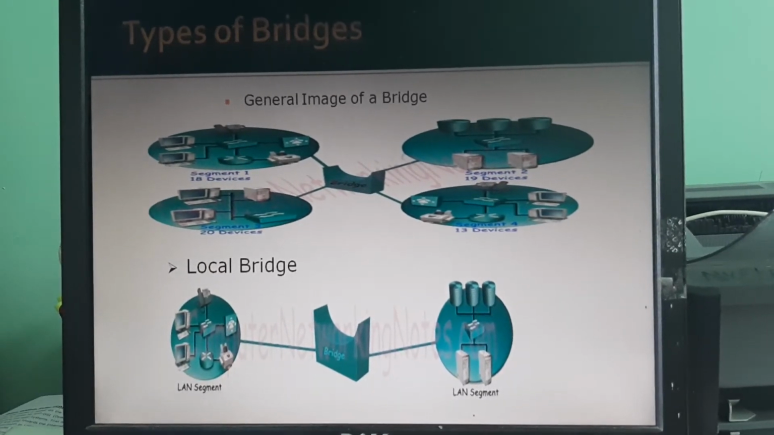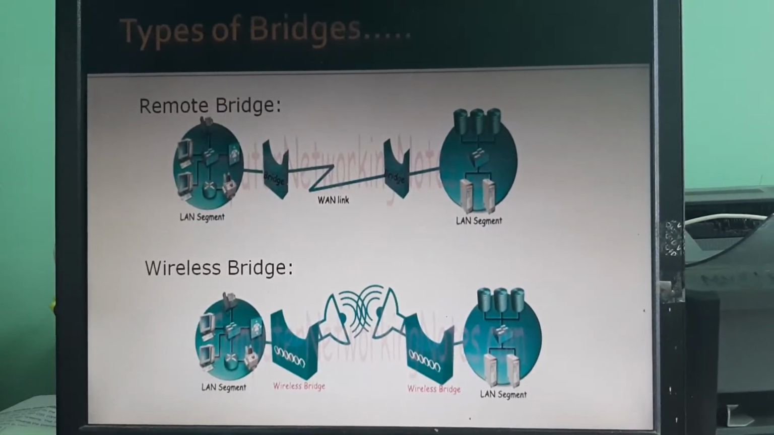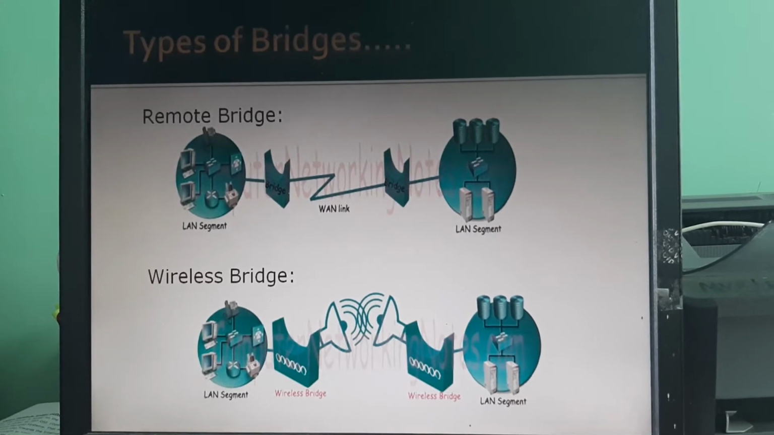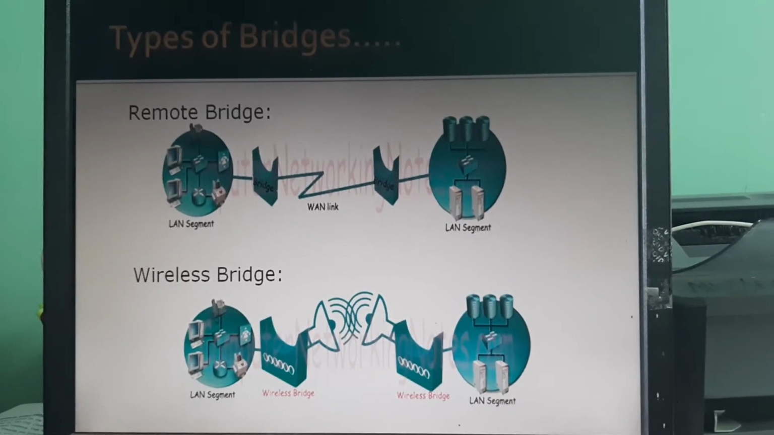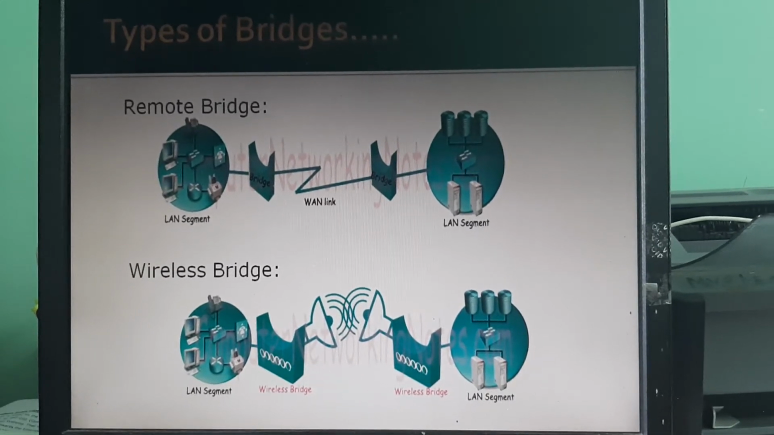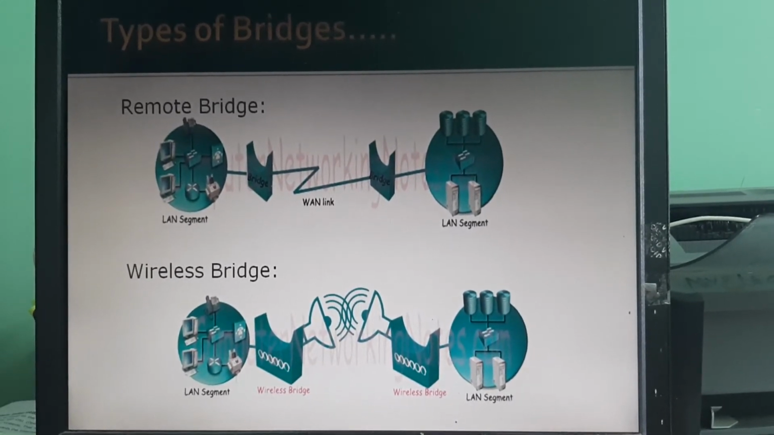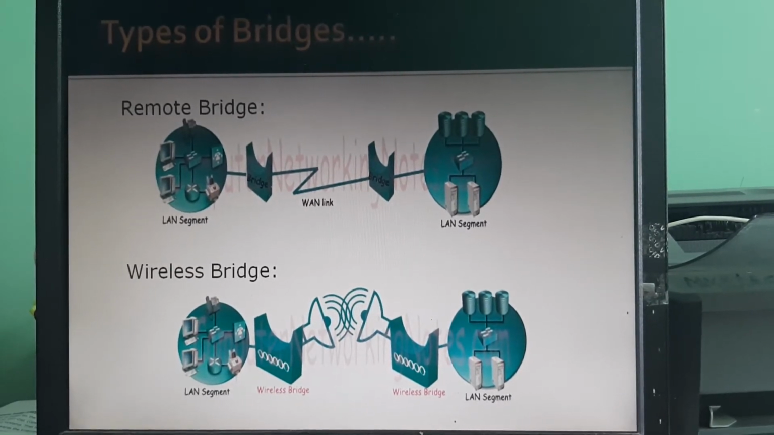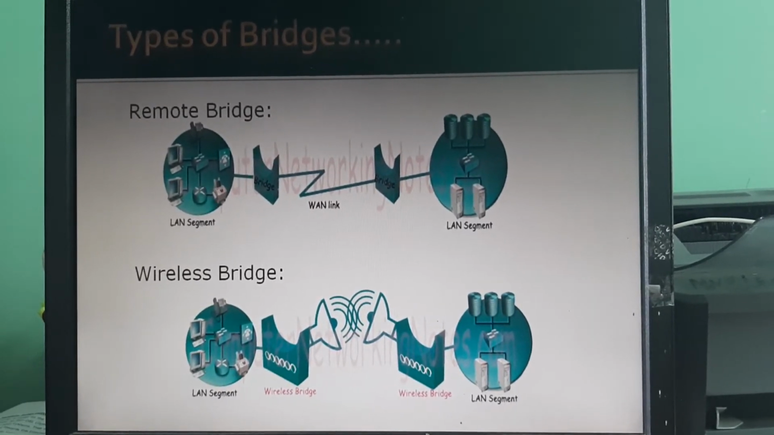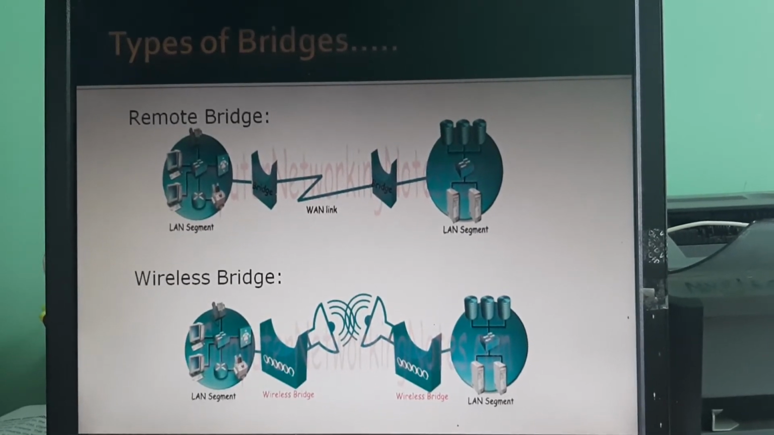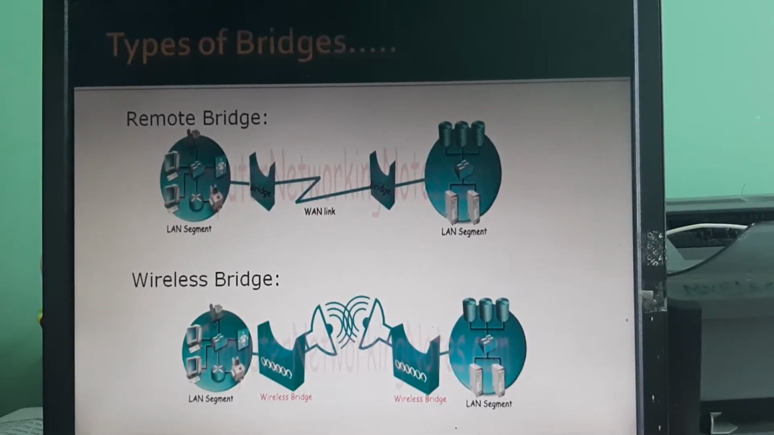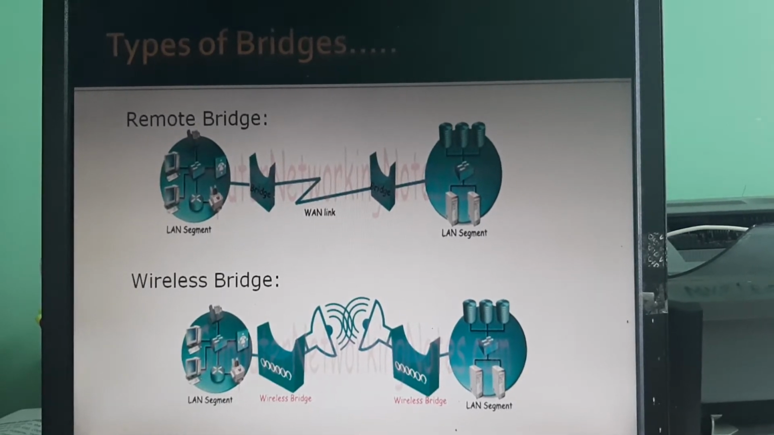The next type of bridge is the remote bridge. As you see, here also 2 LAN segments are connected, but as a difference from the local bridge, it uses a WAN link. We have already discussed WAN, wide area network link. By using that wide area network link, 2 LAN segments are connected, which is called a remote bridge.